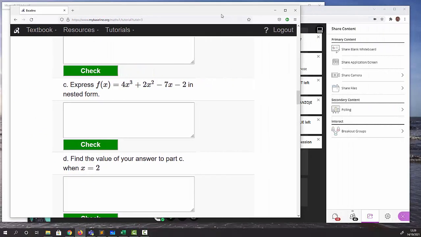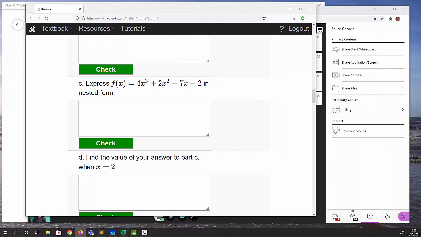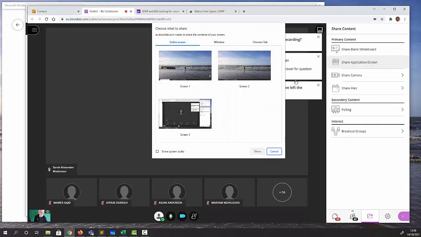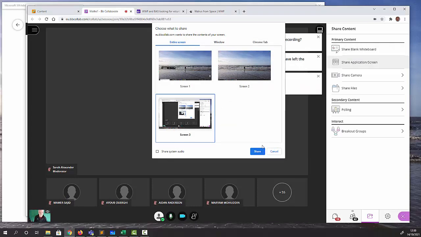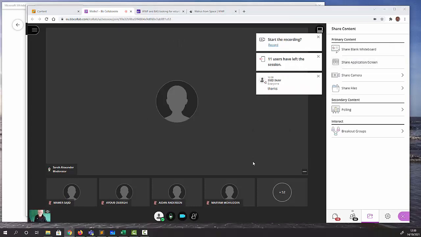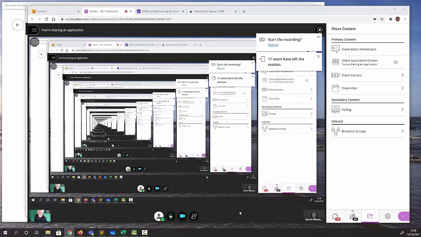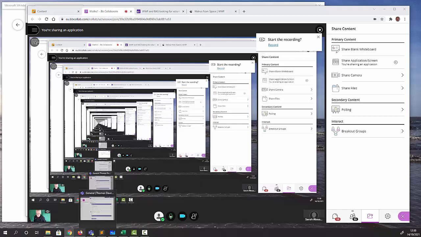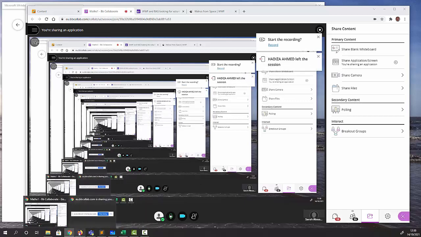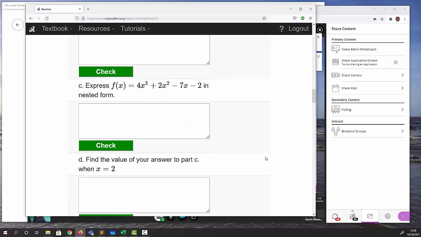Right, is that visible to everybody? No, I'm not sharing the screen, so let me share my screen again. Share screen, that one. Okay. Yeah, you're sharing. And I want that one. Yep, there we go.